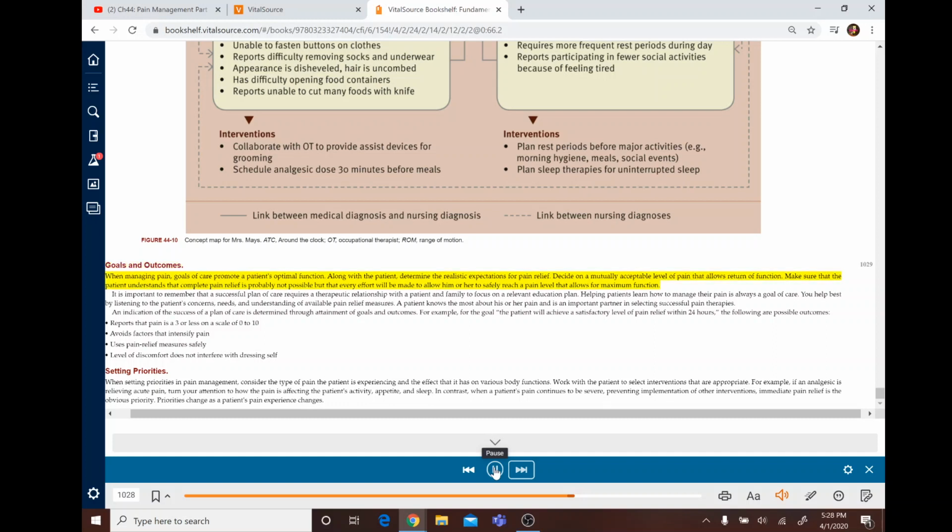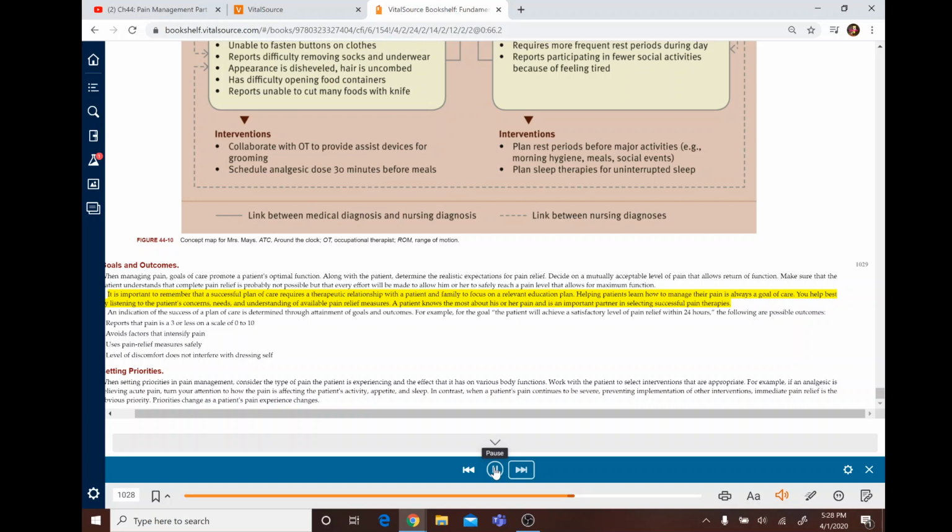When managing pain, goals of care promote a patient's optimal function. Along with the patient, determine the realistic expectations for pain relief. Decide on a mutually acceptable level of pain that allows return of function. Make sure that the patient understands that complete pain relief is probably not possible, but that every effort will be made to allow him or her to safely reach a pain level that allows for maximum function.